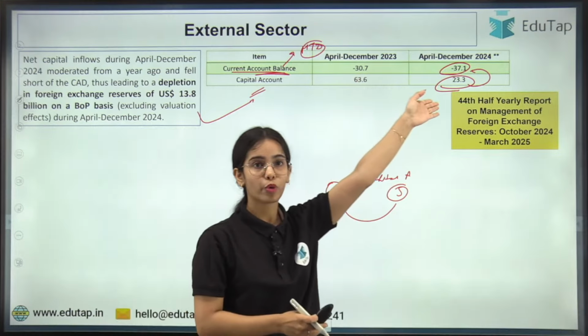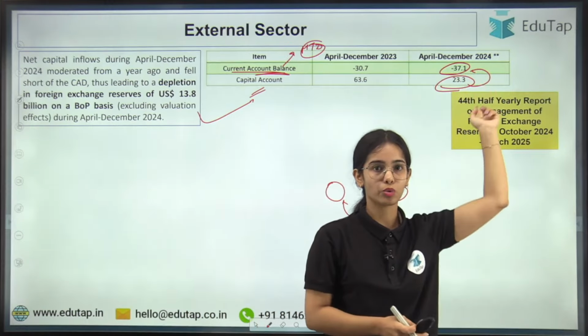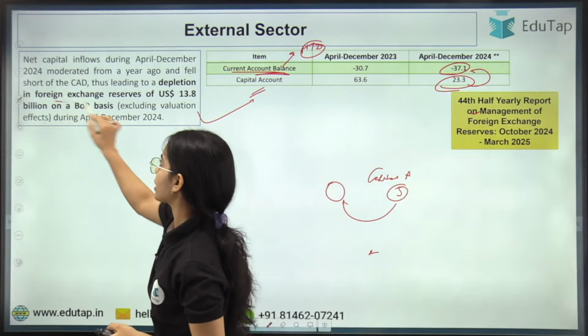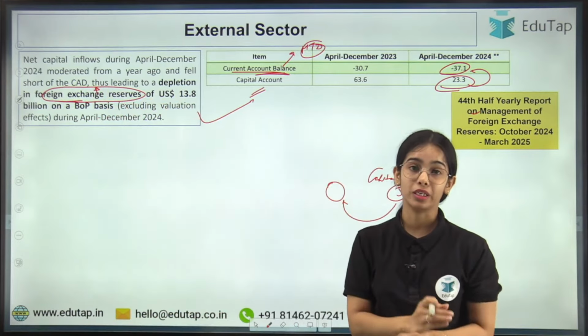The rest, $13.8 billion, was the deficit in the balance of payments. In total, the deficit left is $13.8 billion. So that had to come from foreign exchange reserves. So the RBI had to release foreign exchange reserves of $13.8 billion.